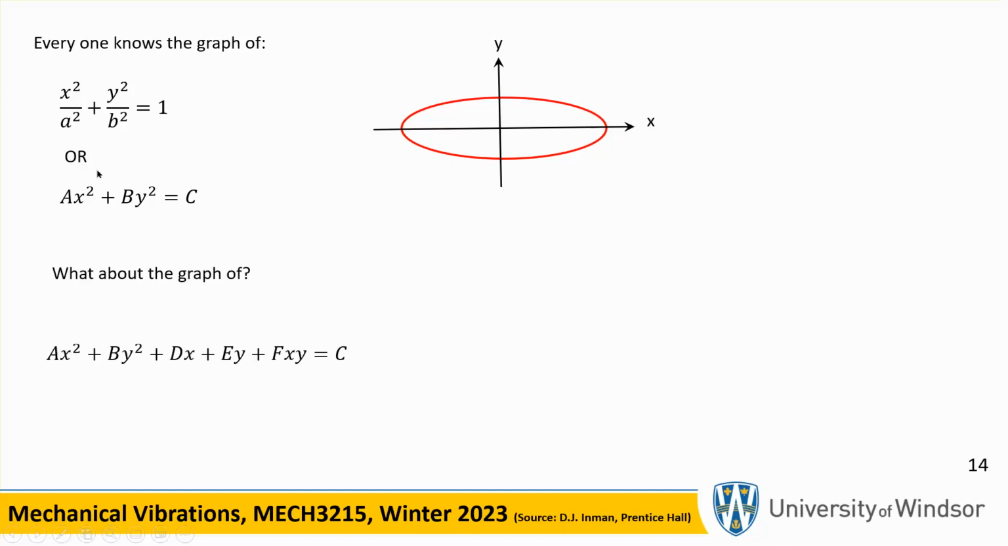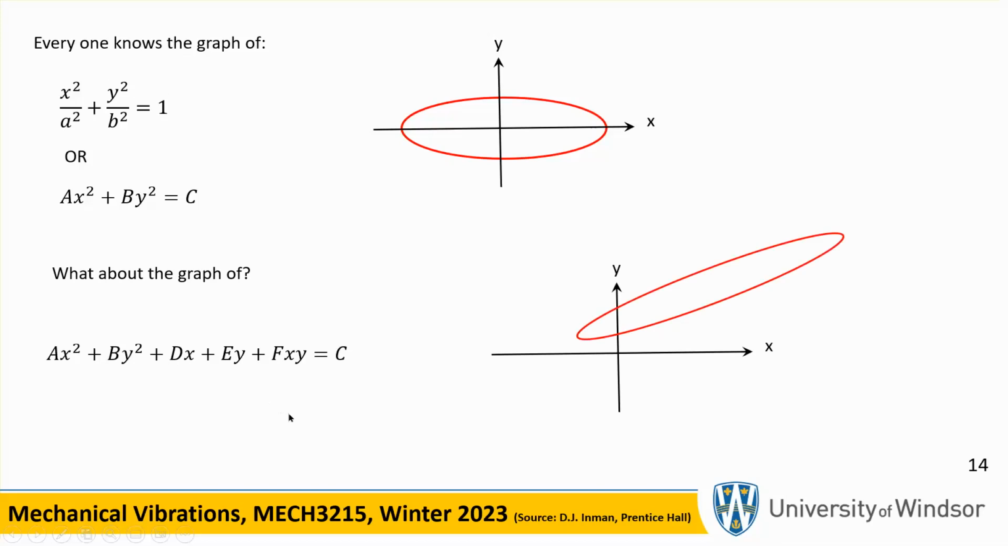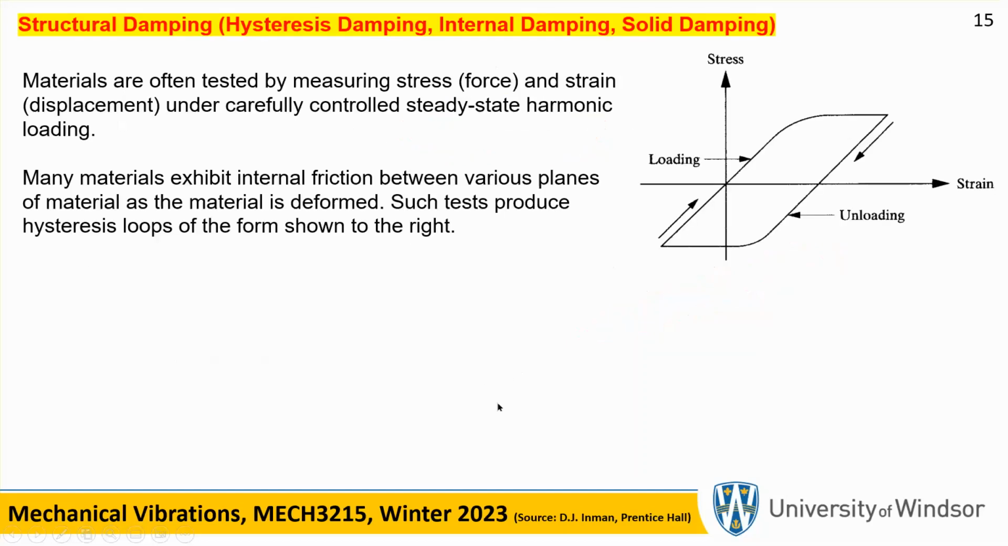Now, what if in here I have other stuff? I have the product of x and y, I have dx, I have ey, etc. Then this becomes a rotated ellipse. So if you have just x squared and y squared, you have an ellipse, horizontal and vertical, with the horizontal axis lined up with the major axis here, and vertical with minor. But if you have other stuff hanging around, then of course you're going to have a rotated ellipse.